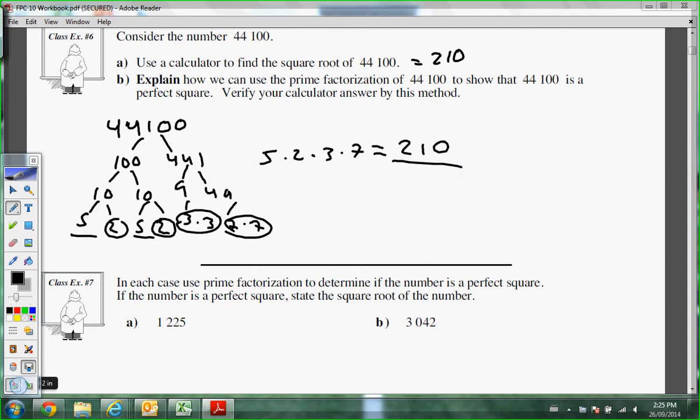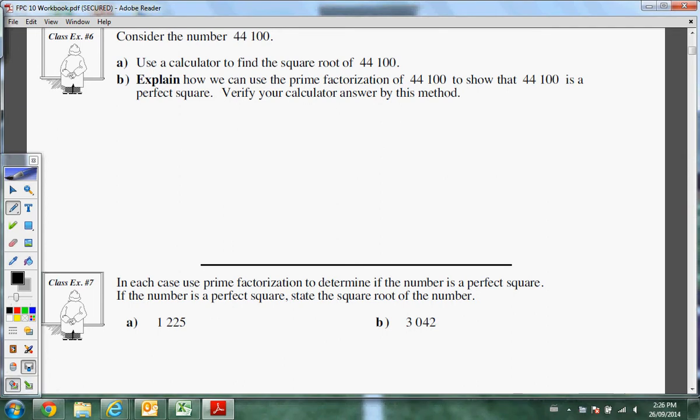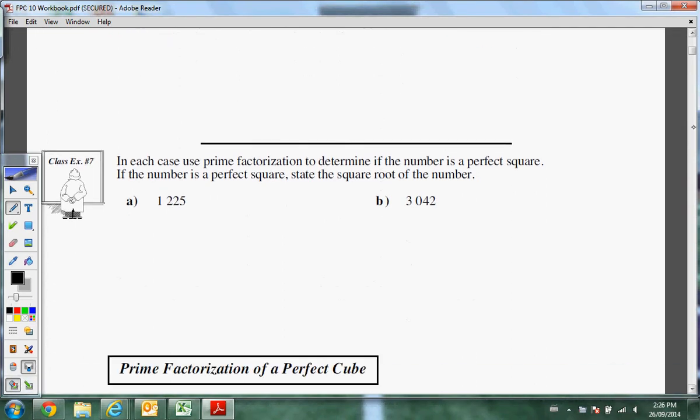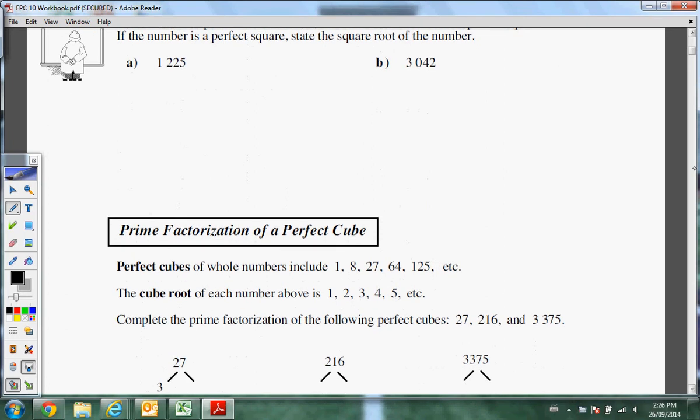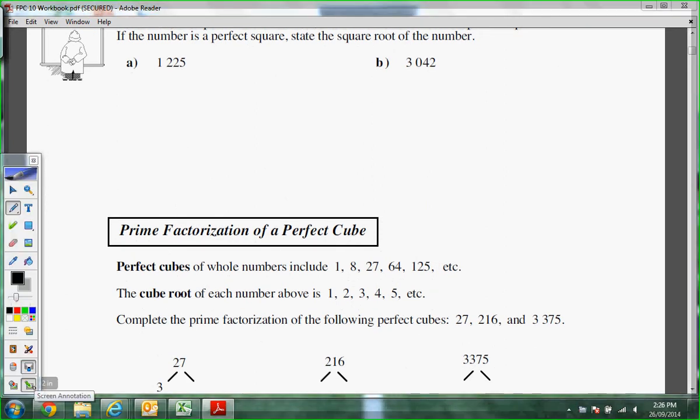Okay. Next two, with the calculator, they want us to determine if they're perfect squares or not. So we're just going to do prime factorization and see if we have pairs at the bottom. Okay. So 1225. What do you want to start with? Yeah, I start with 5. Let's go 5 times 245.